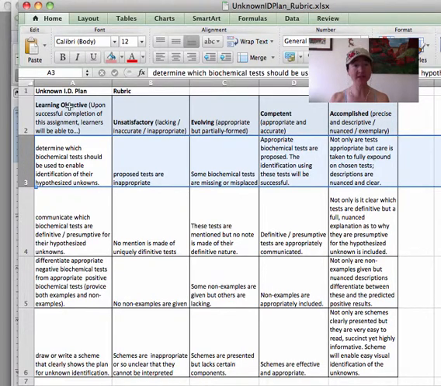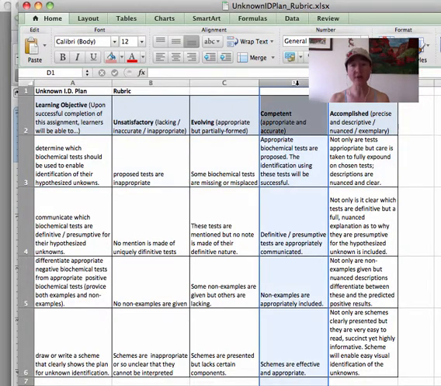And what I've done with this is I've just made it a learning objective. So upon successful completion of this assignment, learners will be able to determine which biochemical test should be used to enable identification of their hypothesized unknowns. So if they're accomplished in this area, not only are the tests appropriate that they have set out to do, but care is taken to fully expound on the chosen test. Descriptions are nuanced and clear.